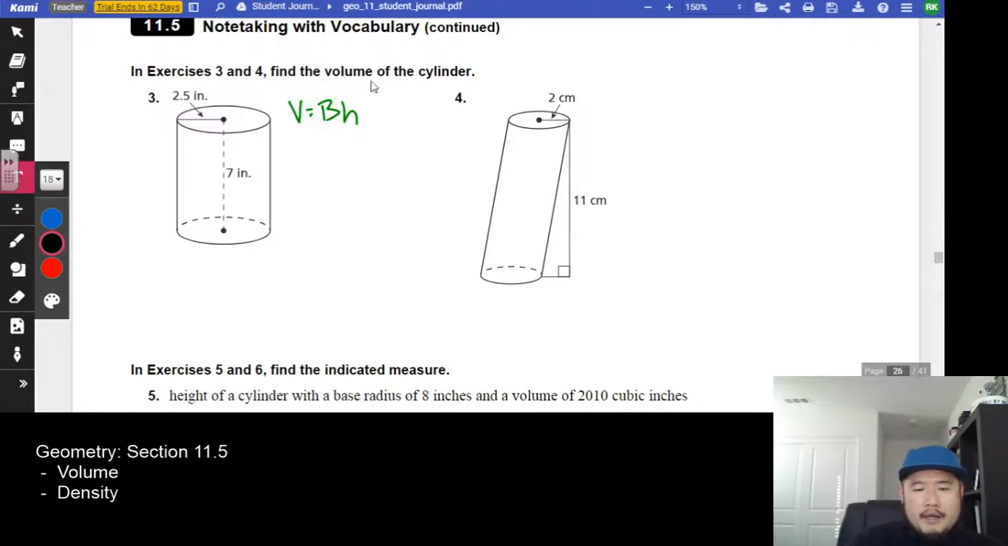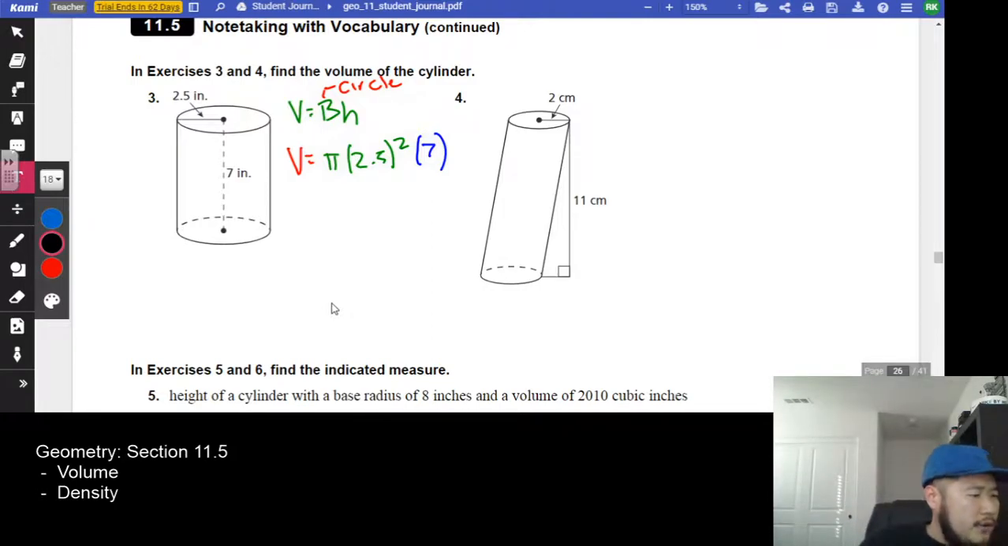The base right here in this problem is a circle. So we're going to have to plug in pi r squared. So volume equals pi, my radius is 2.5. We square that, that's the area of the circle. Then we'll multiply that by the height, and the height of this cylinder is 7. And there you go. Make sure you plug things in correctly.